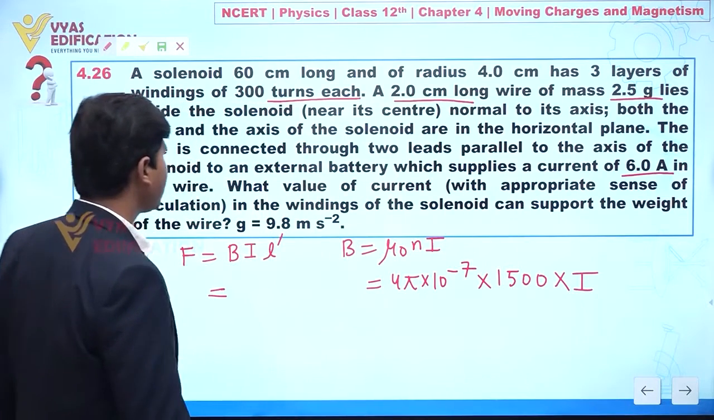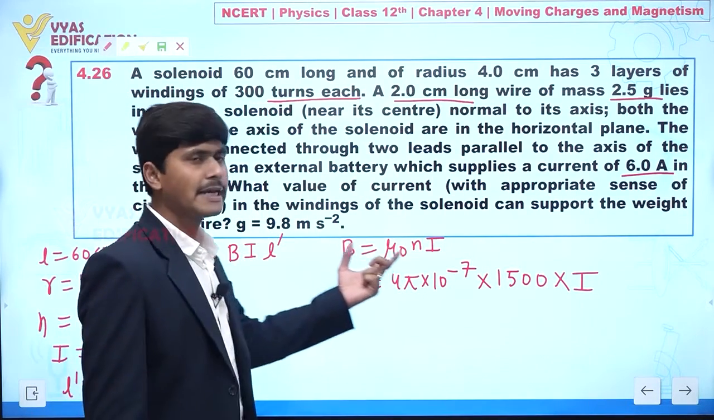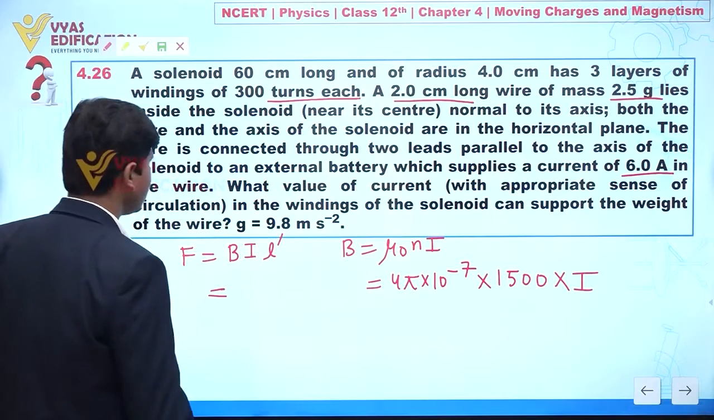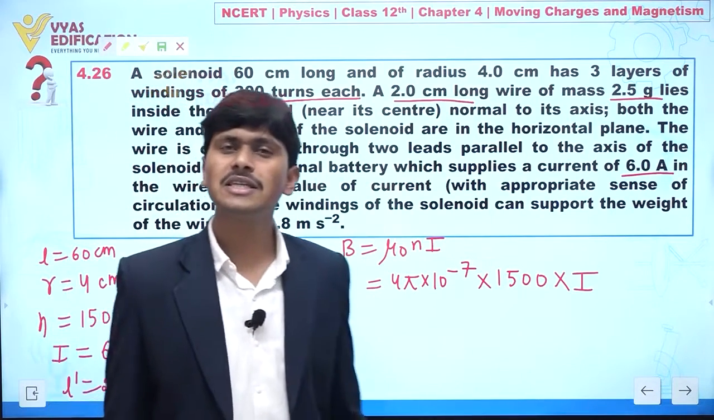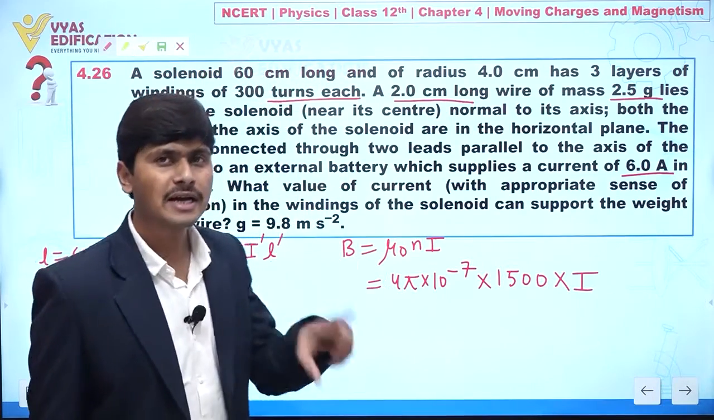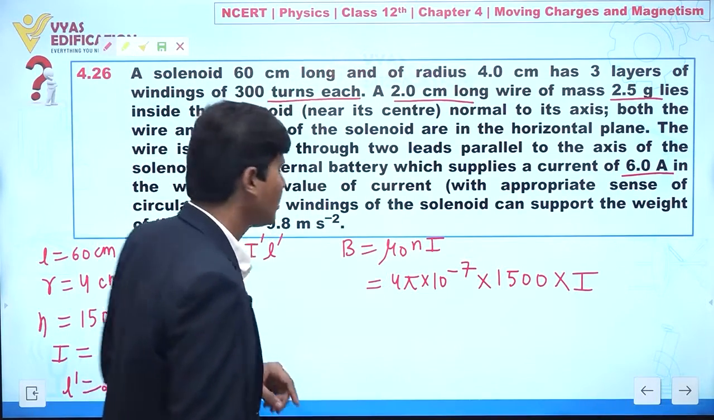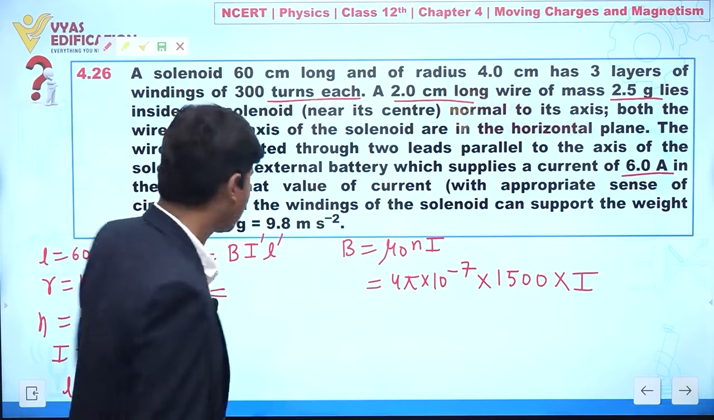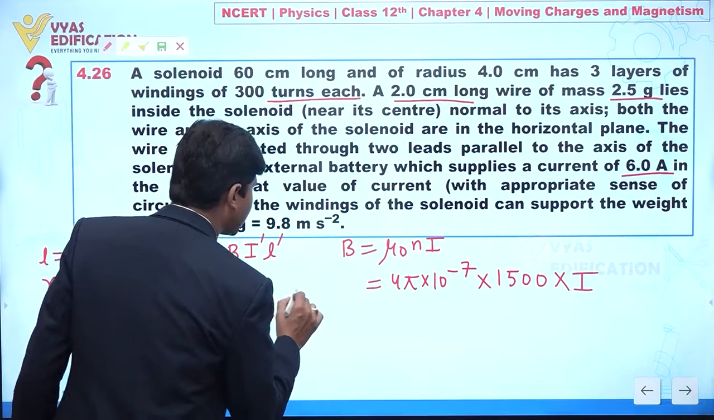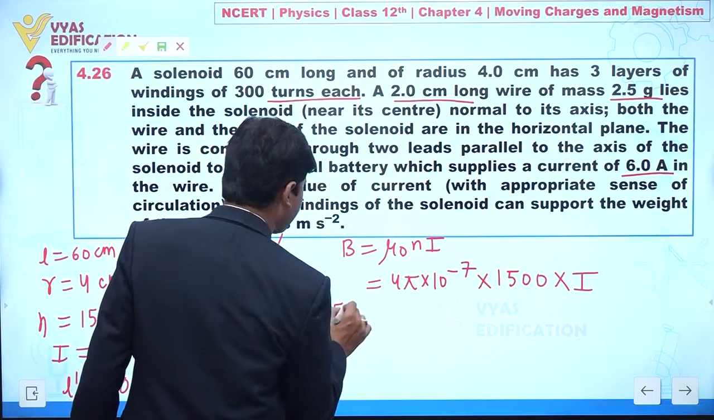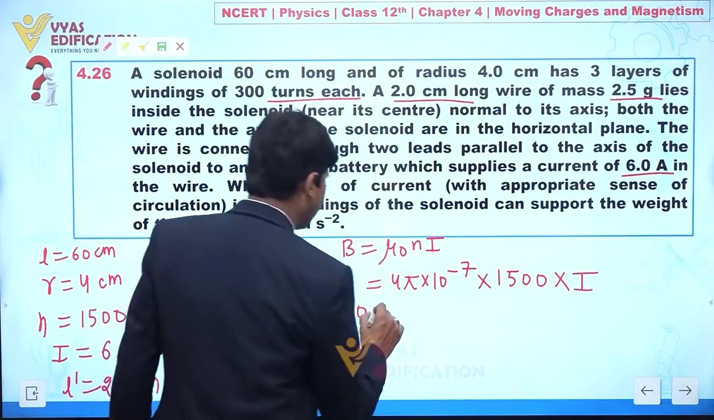Clear? Now we can put this magnetic field in this expression. From here, always keep in mind, here we will put I dash, because this is the current flowing in a conductor that is placed inside a solenoid and connected with the battery. So the value of B we can see is 4 pi into 10 to the power minus 7 multiplied by 1500, and we have I.